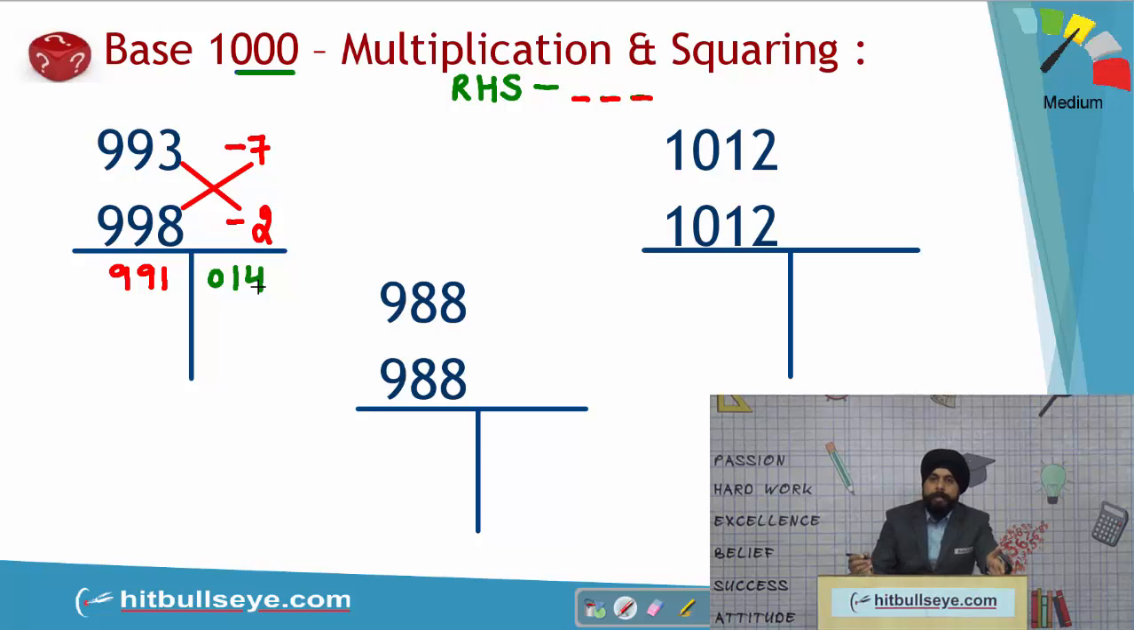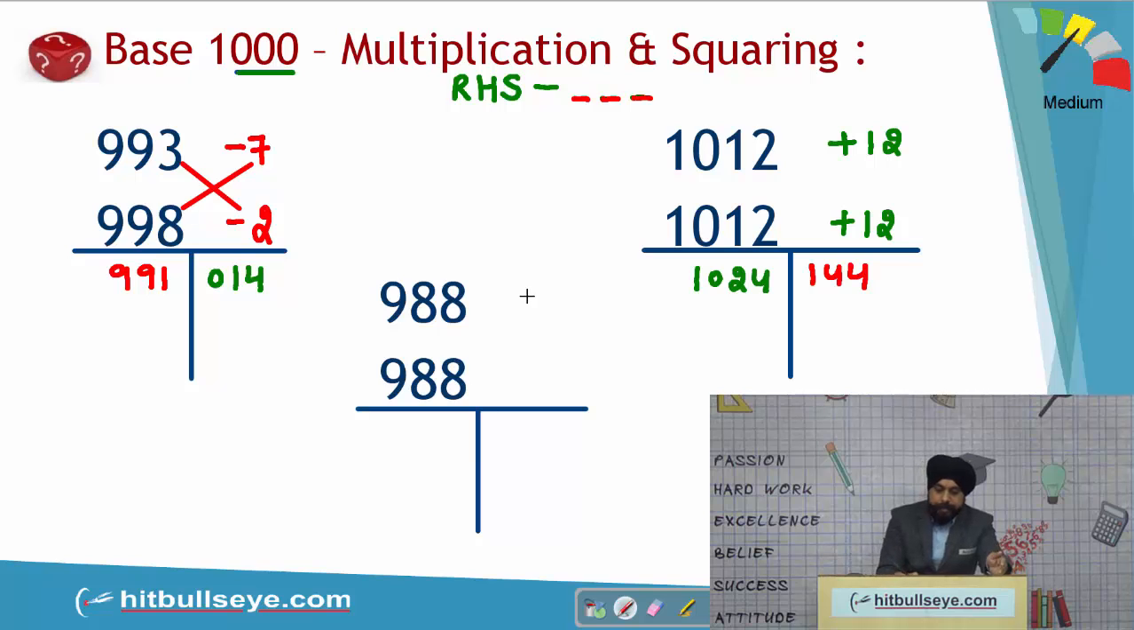Take another example, 1012. So this is plus 12, students. 1012 plus 12 gives us 1024. And how much is 12 square? It is 144. Mind it, we require 3 digits only. So straight away our answer is 1024, 144.